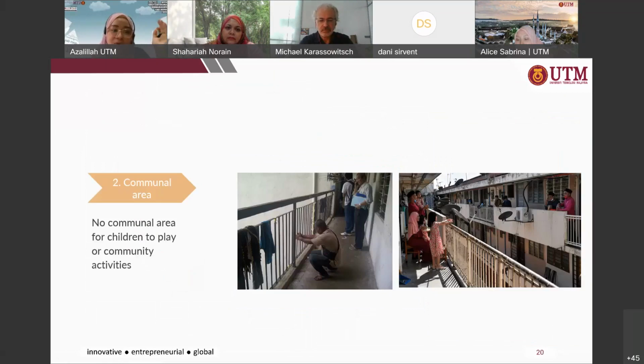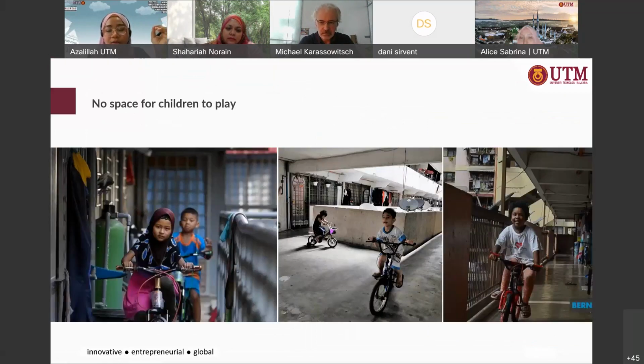So there is no space for the children to play. It's very dangerous. They just ride their bicycles in the very narrow corridor.